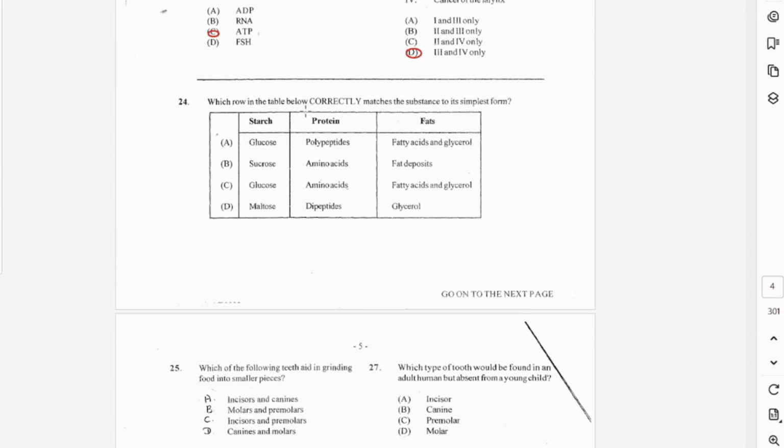Number 24. Which row in the table correctly matches the substance to its simplest form? The answer is C. So starch breaks down to glucose because starch is stored glucose. Proteins break down to amino acids, and fats into fatty acids and glycerol.